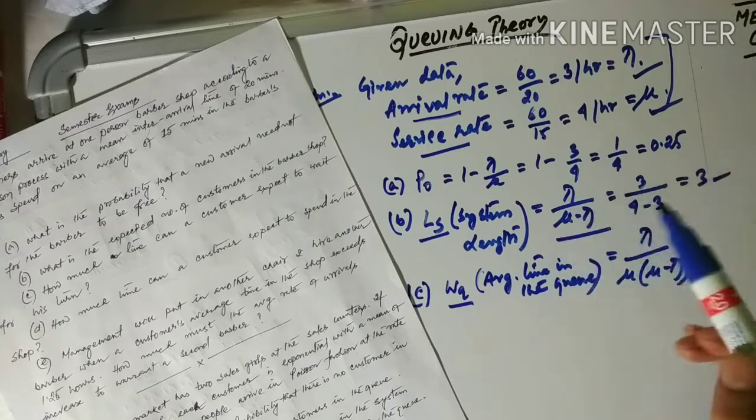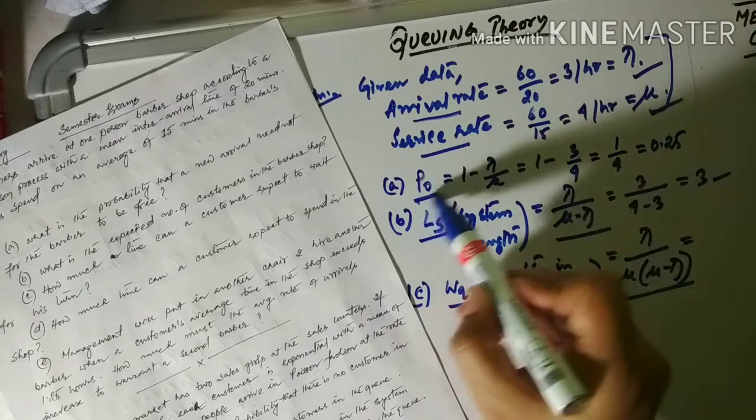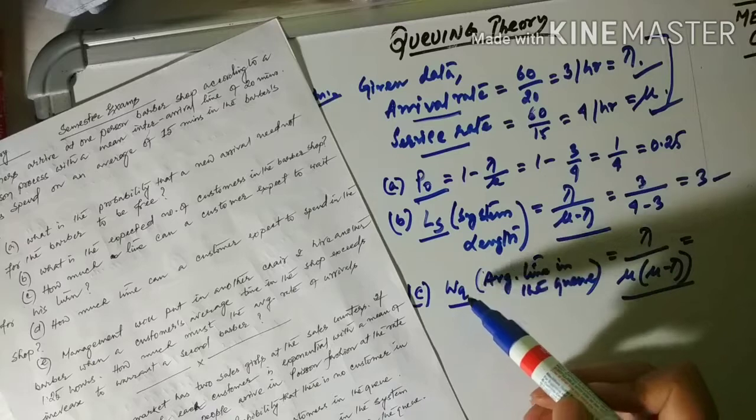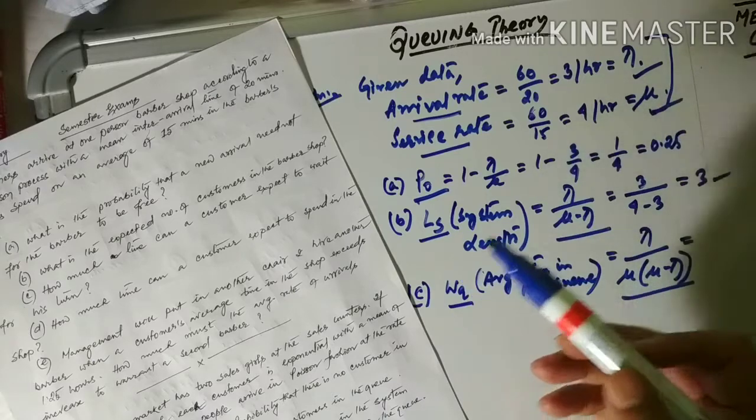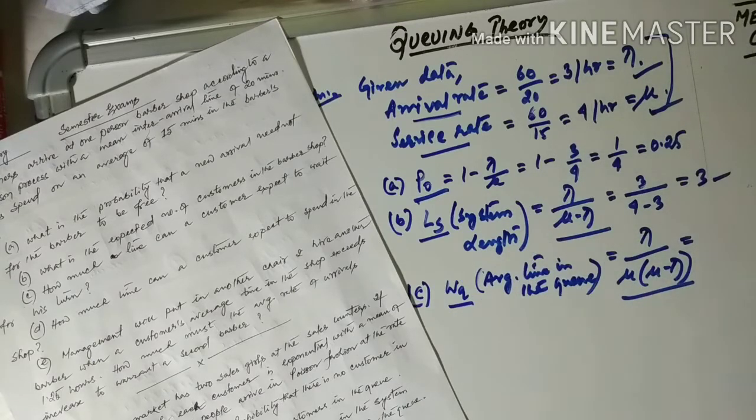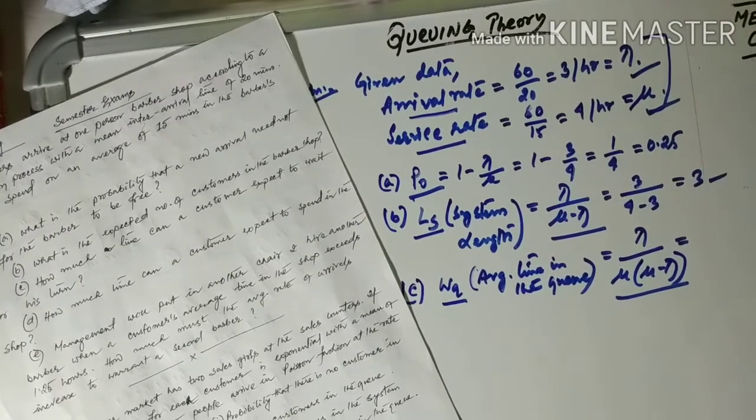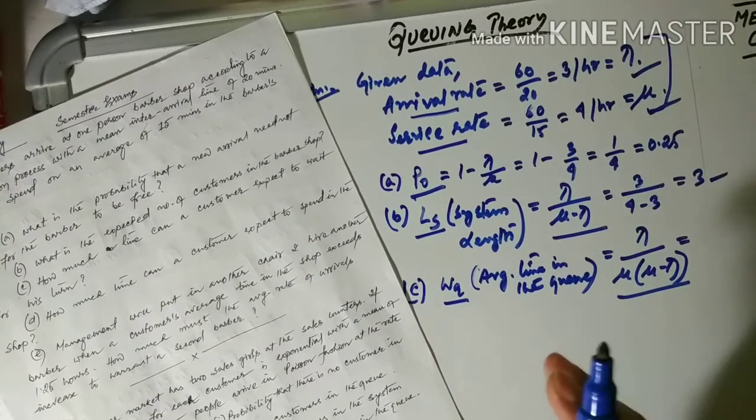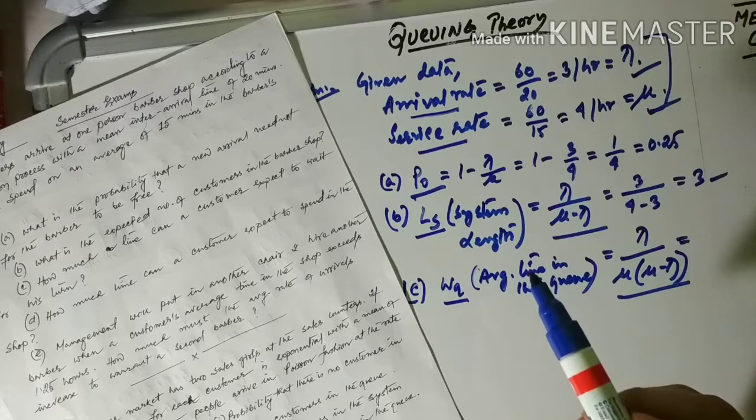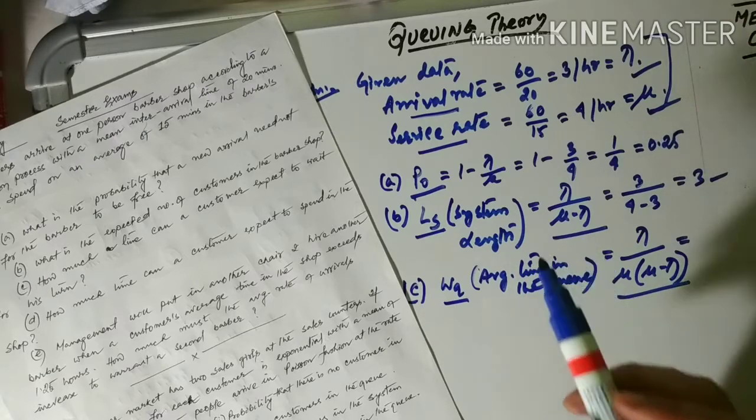There are not very many formulas, I already told you. Probability is very important. Ls, Wq, Lq, Wq, these are the main formulas we are going to use to solve numericals in the semester examinations only. I'm not talking about GATE or any other exam. I'm concentrating on this problem for your semester exams only.